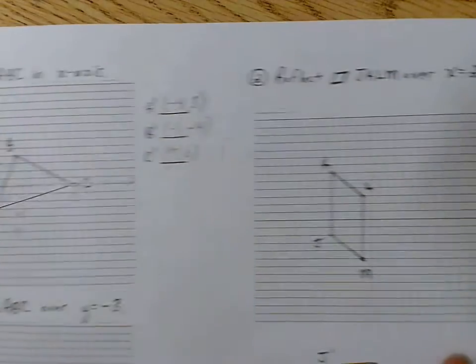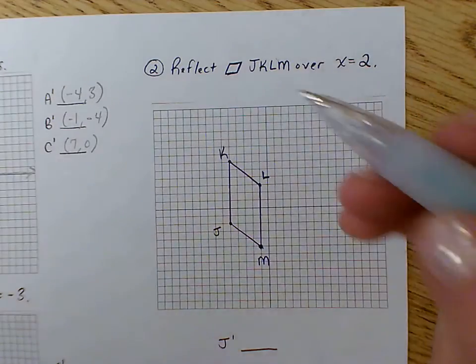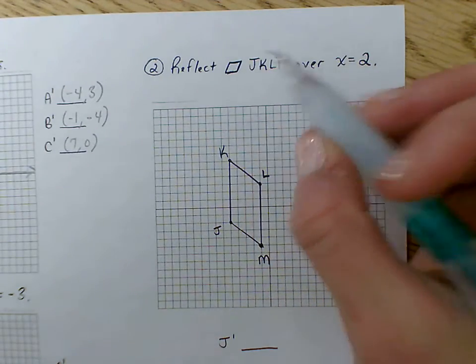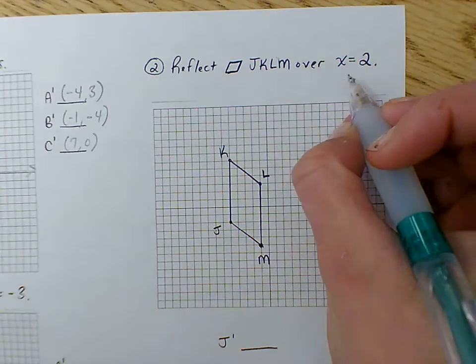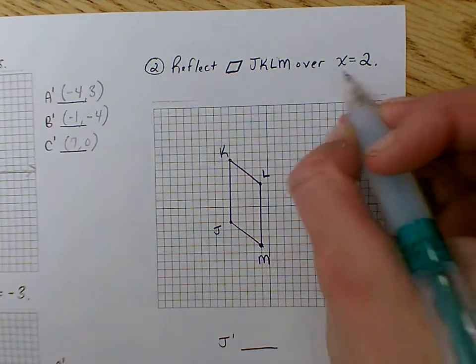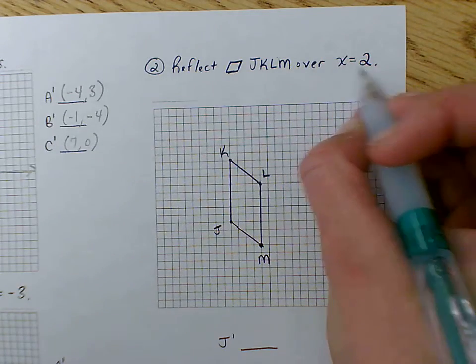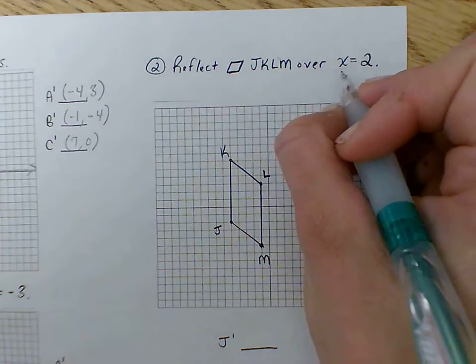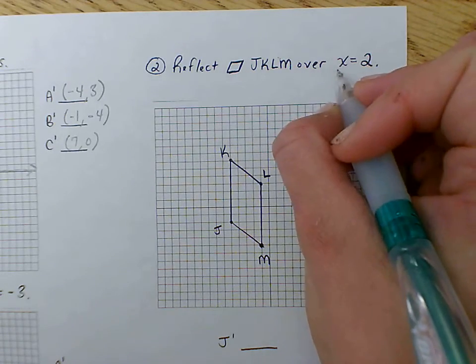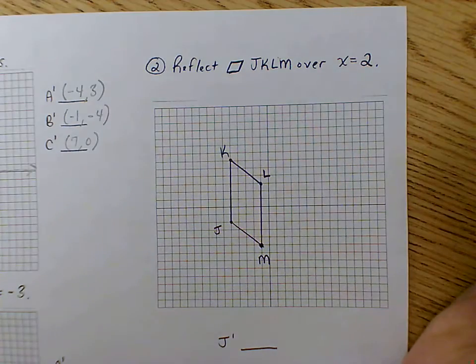Okay, so let's do another one. Let's say this time we have a parallelogram and we have to flip that over the line x equals 2. Well, you have to remember how to graph a line like this. If it's just x equals a number or y equals a number, there's a couple ways you can think of it. You can think of this as a line where all the x values are 2, so that's one way of thinking about it.